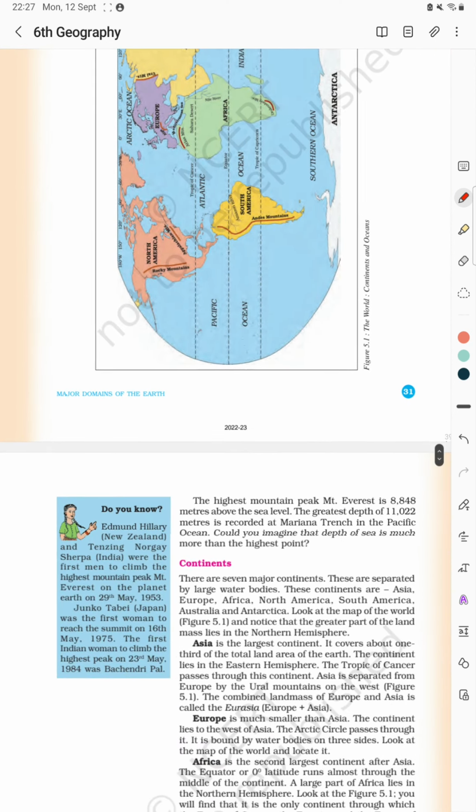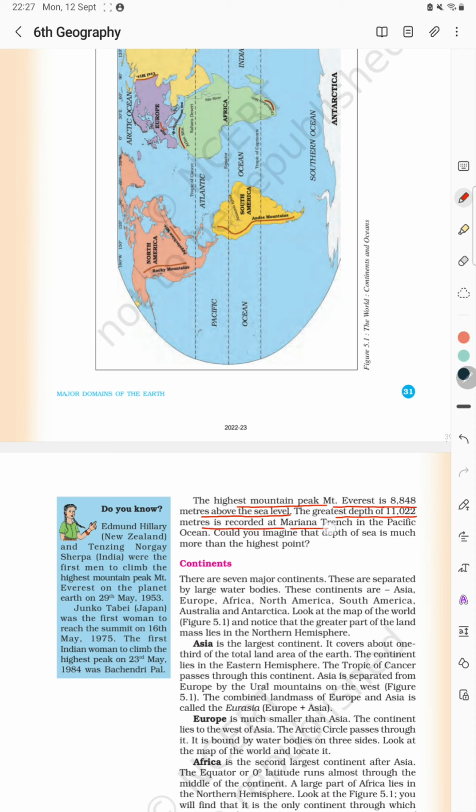The highest mountain peak, that is Mount Everest, is 8848 meters above the sea level, or we can say the mean sea level. The greatest depth of 11,022 meters is recorded at Mariana Trench in the Pacific Ocean. So this is approximately 11 kilometers. Could you imagine, the depth of sea is much more than the highest point?